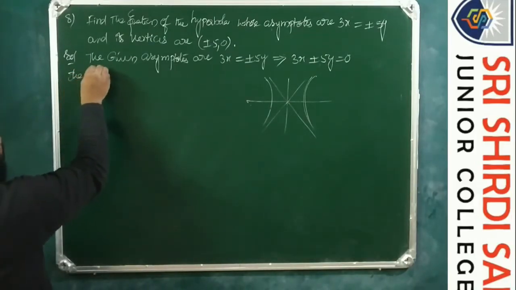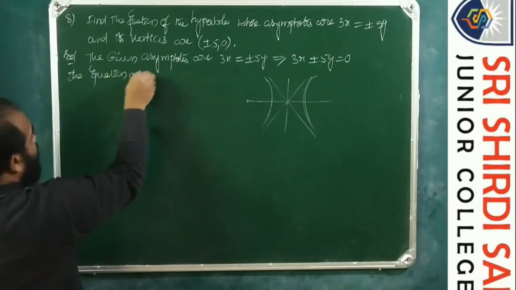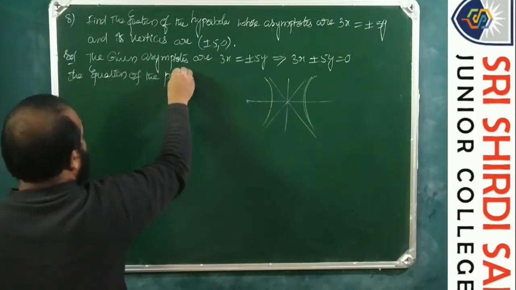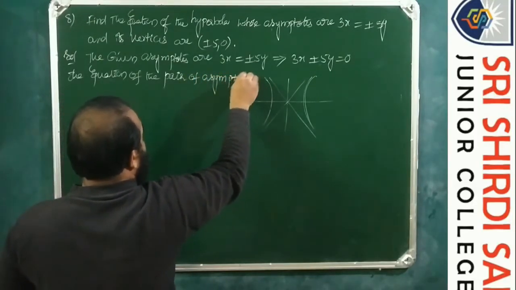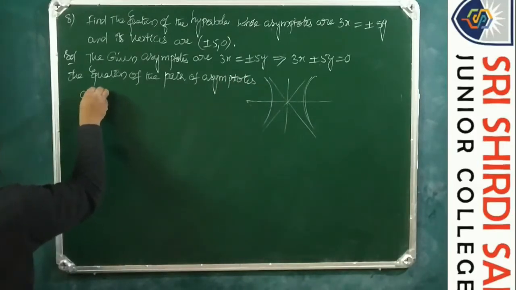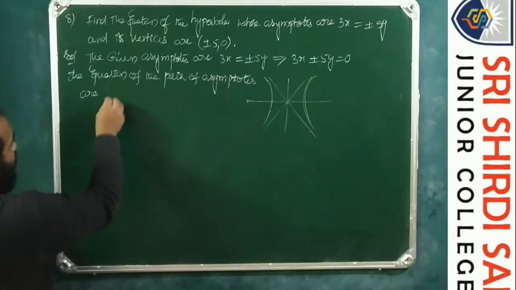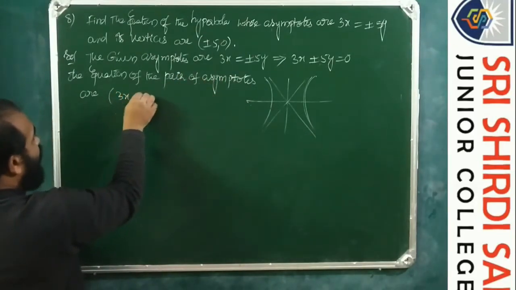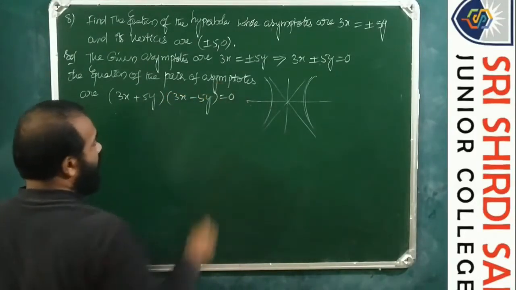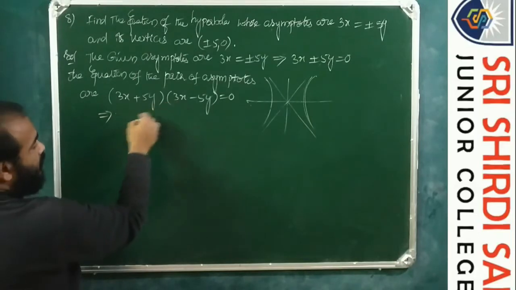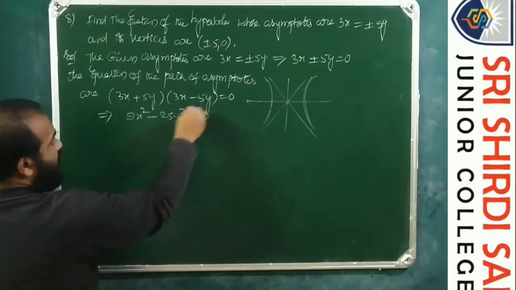The equation of the pair of asymptotes, or pair of asymptotes, means the combined equation, the joint equation. So that is (3x + 5y)(3x - 5y) = 0. So this is 9x² - 25y² = 0.